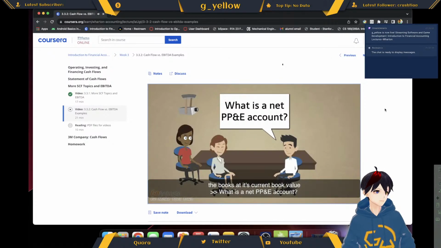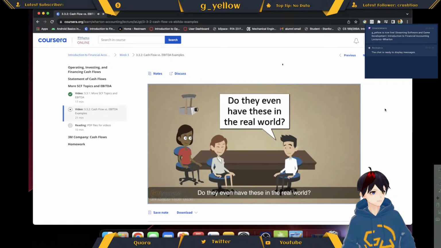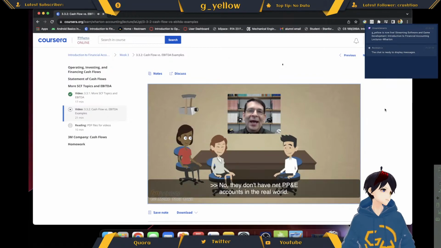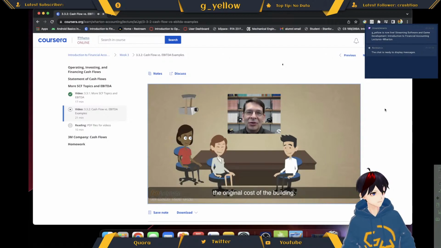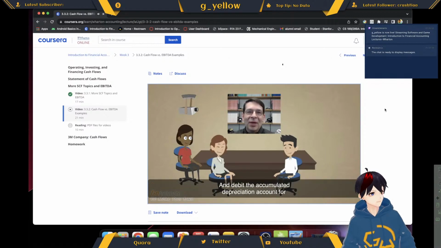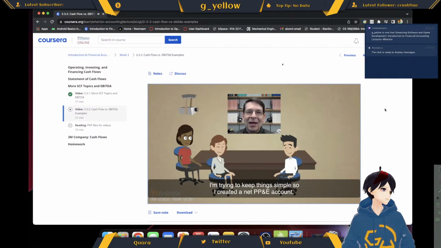What is a net PP&E account? Do they even have these in the real world? No, they don't have net PP&E accounts in the real world. I'm just using this as a simplification for now. In the real journal entry, what you have to do is credit the building account for the original cost of the building and debit the accumulated depreciation account for all the depreciation that's accumulated so far in the building. We'll see that journal entry in a couple weeks, but for now I'm trying to keep things simple, so I created a net PP&E account. Sorry.